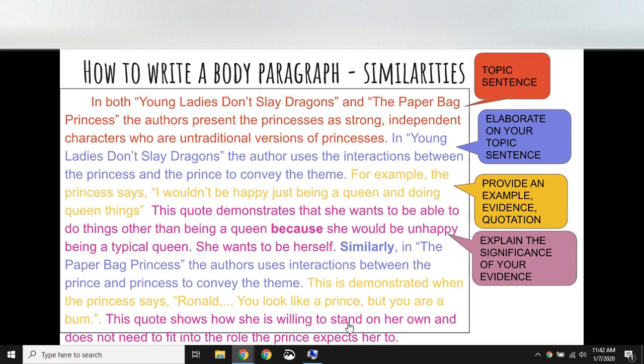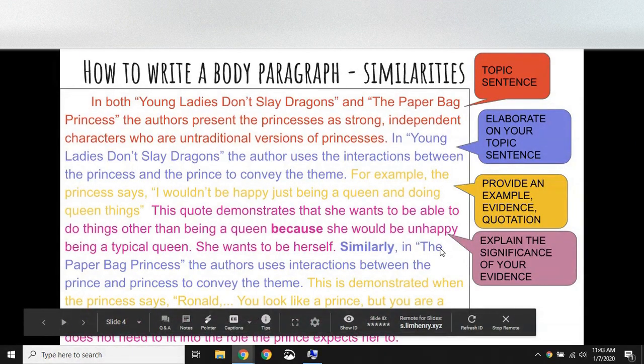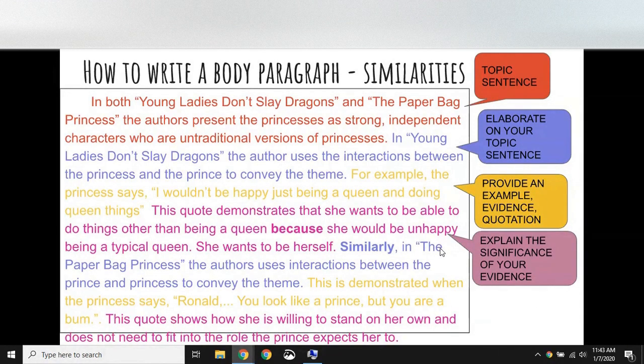Oh, similarly, okay, so that covered Young Ladies Don't Slay Dragons. Now I'm going to talk about what? Paper Bag Princess. Similarly, in the Paper Bag Princess, the authors use interactions between the prince and princess to convey the theme. This is demonstrated when the princess says, Ronald, you look like a prince, but you are a bum. And this quote shows how she is willing to stand on her own and does not need to fit into the role the prince expects her to. Okay? Do you see how it tied everything together? It covers both texts and it shows how they are similar in this paragraph.